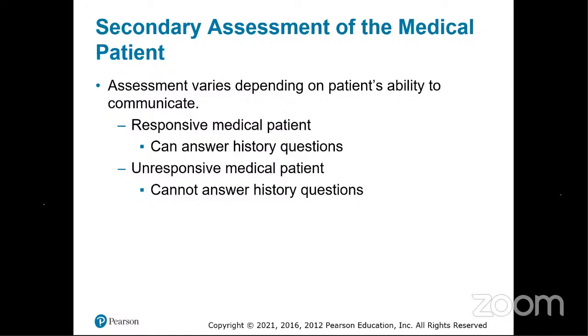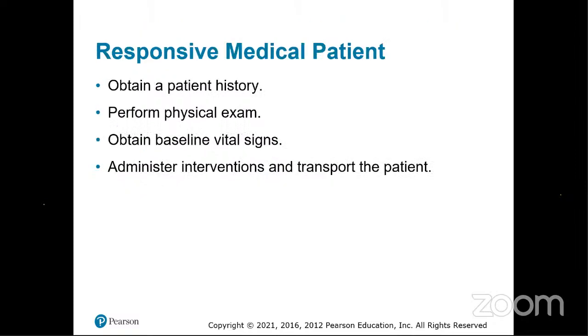So assessment of the medical patient, we're going to look at how they can communicate with us, right? An unresponsive person versus responsive. So a responsive patient can answer history questions, an unresponsive one can't. And it's the same thing as we thought with trauma care. A responsive one, we can obtain the medical history, we can perform a physical exam, we can get our baseline vitals and administer interventions and transport the patient.